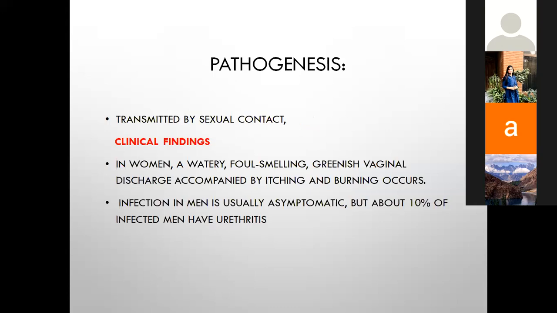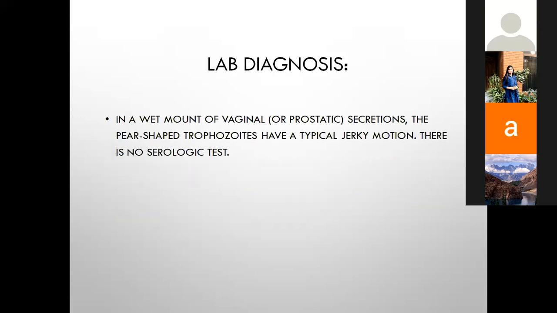In the women, what are the clinical findings? A watery, foul-smelling, greenish discharge, accompanied by itching and burning, occurs. Infection in men is usually asymptomatic because it usually infects the urethra as well as the prostate. About 10% of the infected patients have urethritis. Otherwise, it's asymptomatic. How will we diagnose this case?